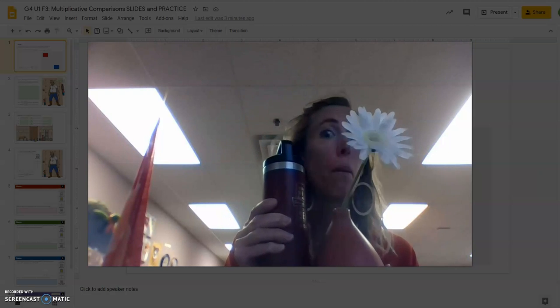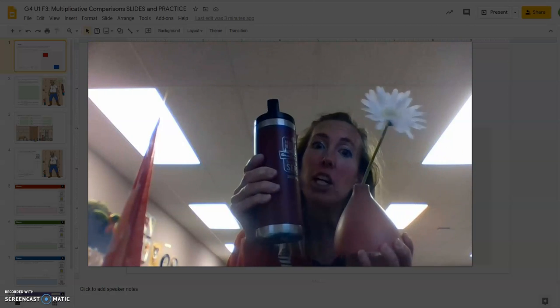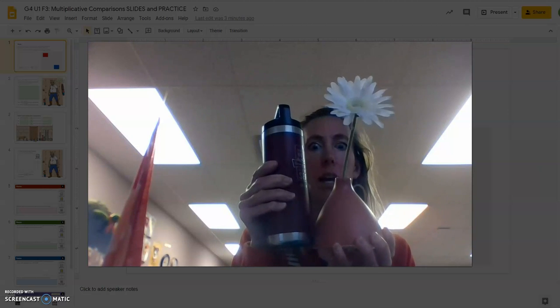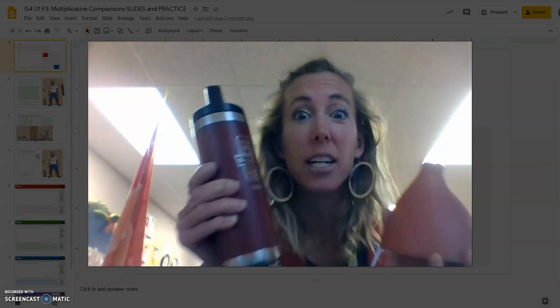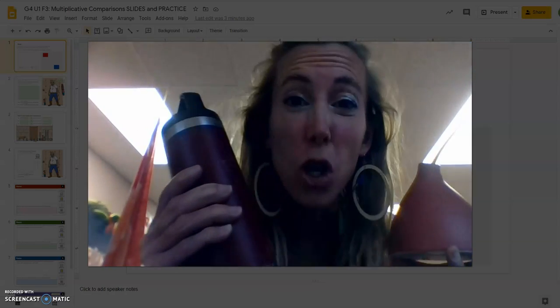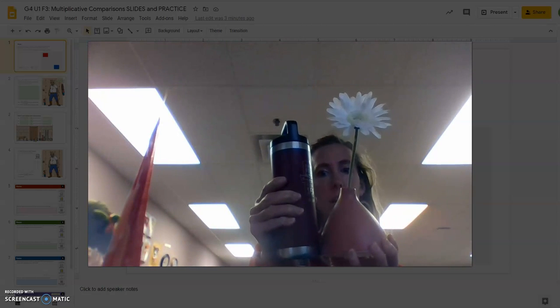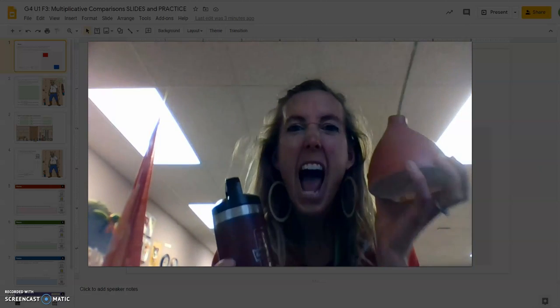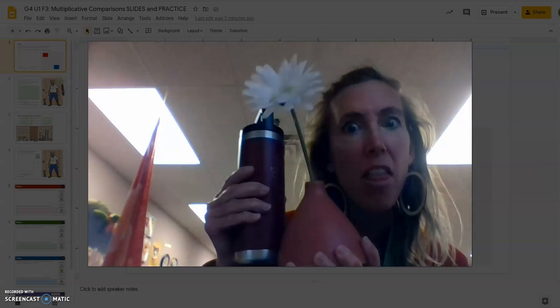And I could actually use a multiplicative comparison to say how much bigger my water bottle is than the actual vase. I might say the water bottle is twice as big as the vase. It is 2 times the vase. So if I put 2 of these vases together on top of each other, it'd be the same as my water bottle. Or the vase is half as big as the water bottle. It's half the size. Okay? They're all over the place.